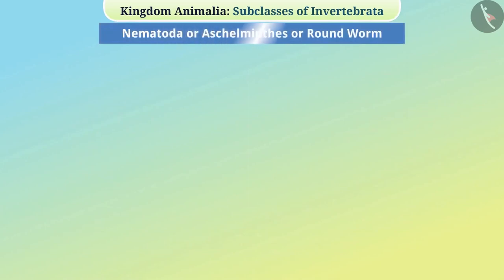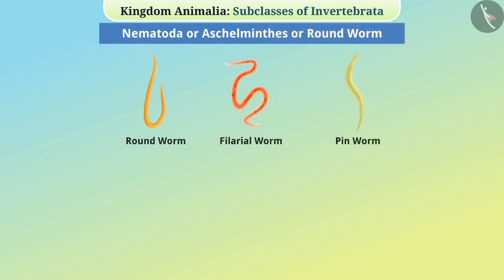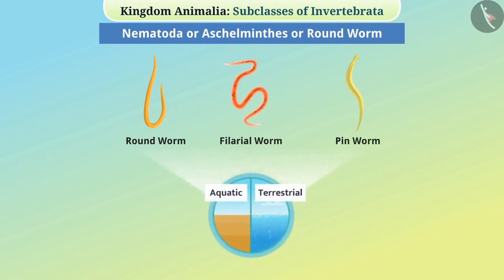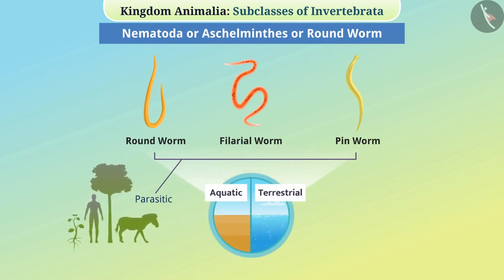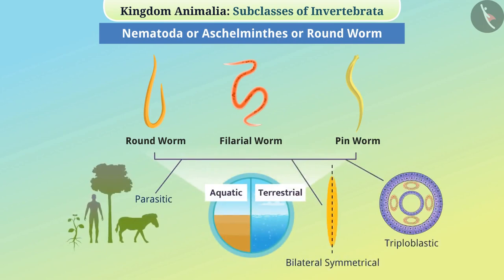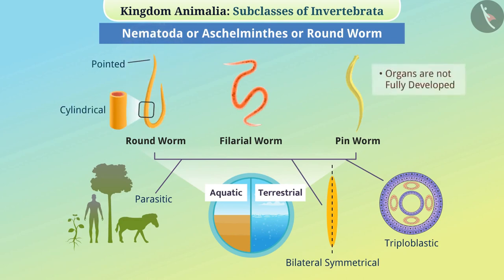Nematoda or aschelminthes or roundworm. These include roundworm, filarial worm, pinworm, etc. They are free-living, aquatic, terrestrial, and they are also parasitic in plants and animals. They are bilateral symmetrical, triploblastic animals whose bodies are cylindrical and the last part is pointed. Tissues are found in them, but the organs are not fully developed. Their body cavity is called pseudocoelom.